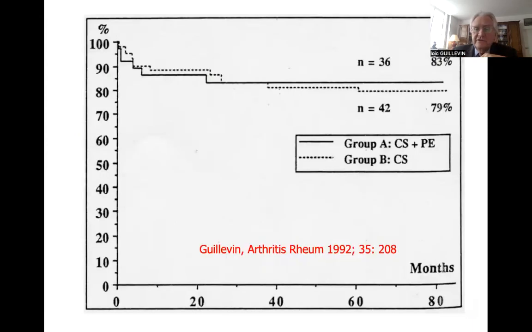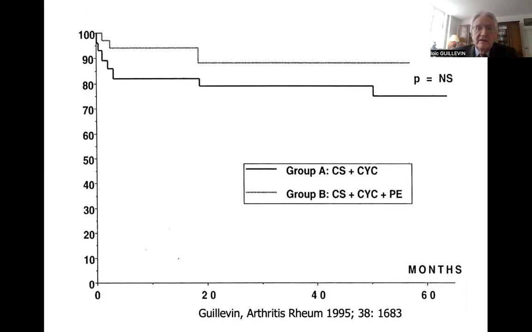What about plasma exchanges? Plasma exchange is this very short treatment that we give to patients very early in the course of the disease, especially when the disease is severe. In 1992, our group showed that when you compare steroids to steroids plus plasma exchanges, survival is the same. And later on, in another study on GPA, we demonstrated also that steroids and cyclophosphamide are not different in terms of survival from steroids, cyclophosphamide, and plasma exchange.